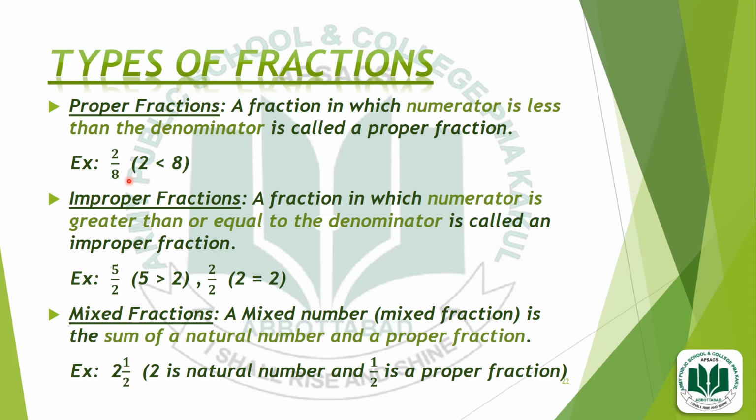2. Improper fractions. A fraction in which numerator is greater than or equal to denominator is called an improper fraction. For example, 5 by 2 is an improper fraction because 5 is greater than 2. And 2 by 2 is also an improper fraction because 2 is equal to 2.